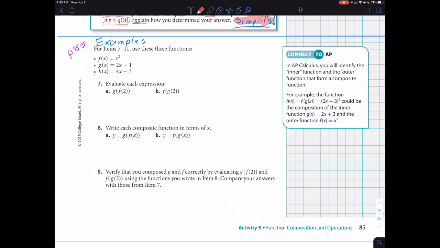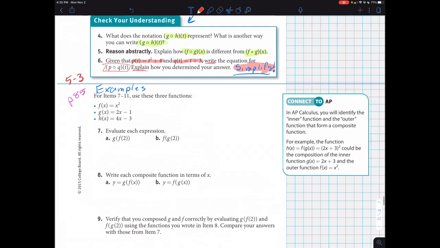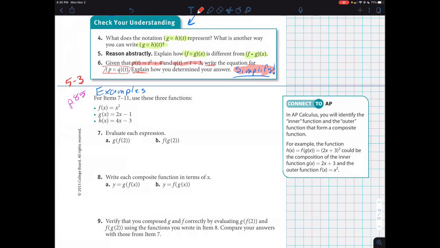Okay guys, we're continuing lesson 5-3 on page 85. You were supposed to answer these 4 questions, okay? Number 4, what does the notation g of h of t represent, and what is another way to write it? Well, another way to write it would be to write it with parentheses, like this. So you should have said something about that.